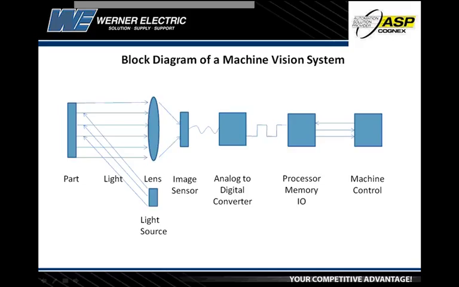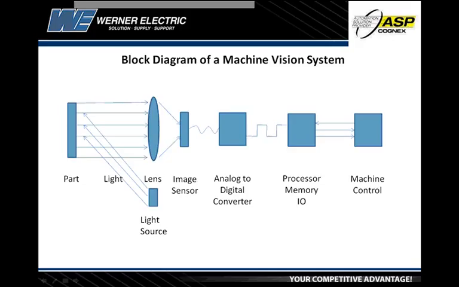The analog to digital converter turns it into a digital signal. Once the image is represented digitally, it can be transferred into the memory of a computer. And these computers range in size from a full-blown rack-mount industrial PC to a very small embedded computer. And we'll talk more about how the different pieces of a vision system are grouped together.